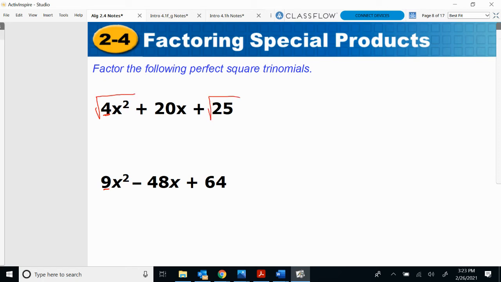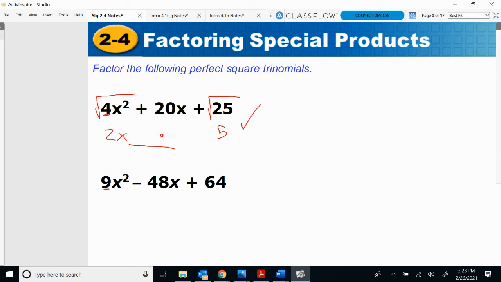All right, so if I take the square root of the first, my 4 is going to work out to a 2, and my x2 is going to work out to an x. Okay, and then over here on this side, 25 is going to work out to 5. All right, there's my first check. We could take the square root of both first and last.